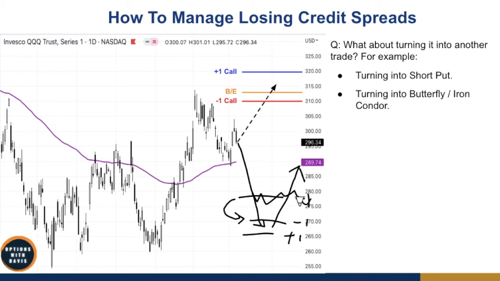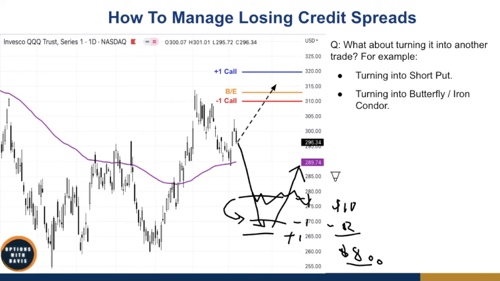The reason is that when you turn it into the short put, you have totally changed your risk profile. So let's say, for example, you receive $2 for this credit spread, and the width is $10. The maximum loss is pretty much the width minus the credit, which is $2. So your maximum loss will be $8, which is $800 per credit spread that you put on.